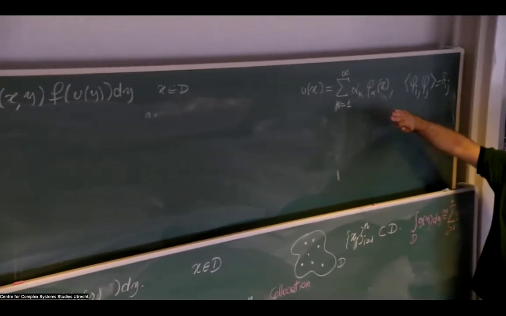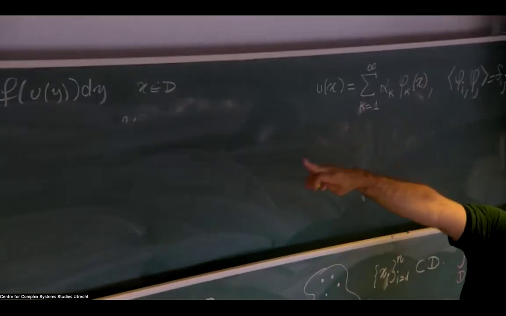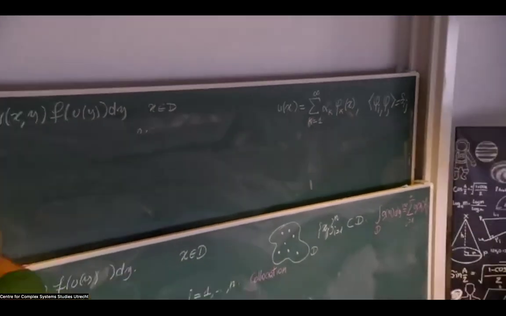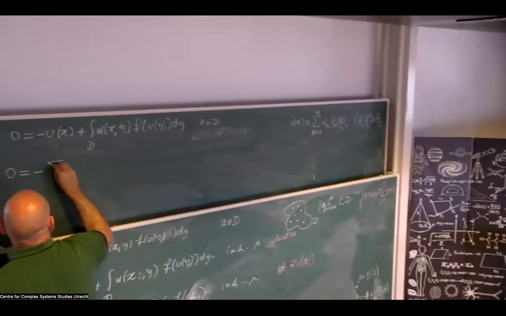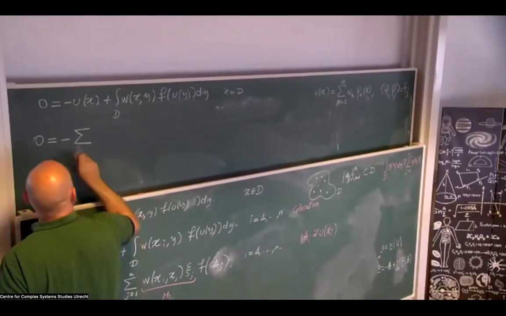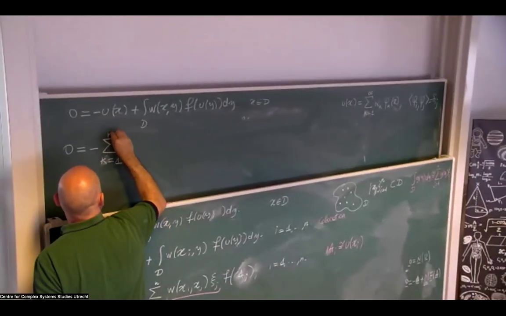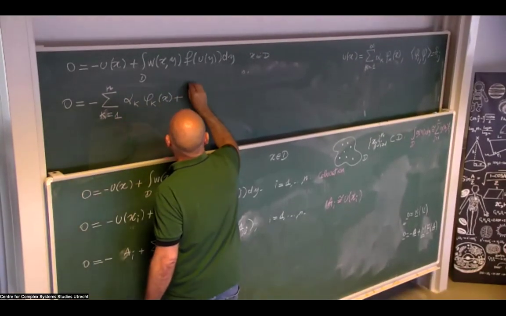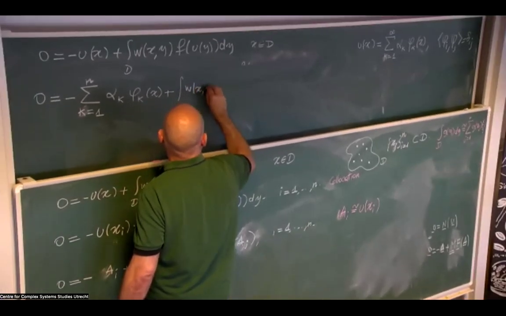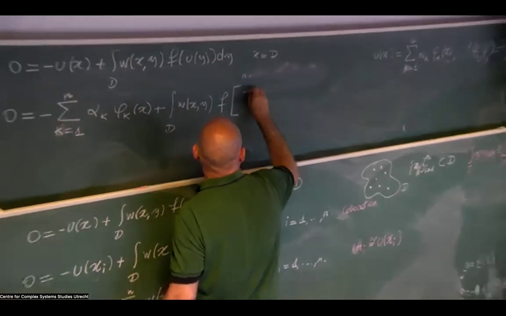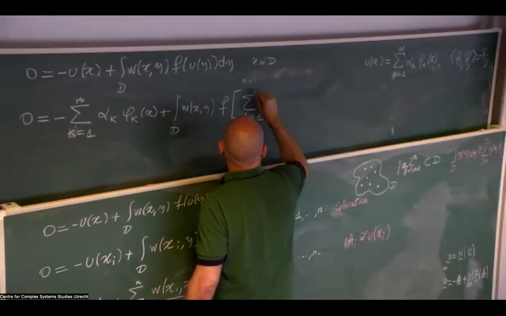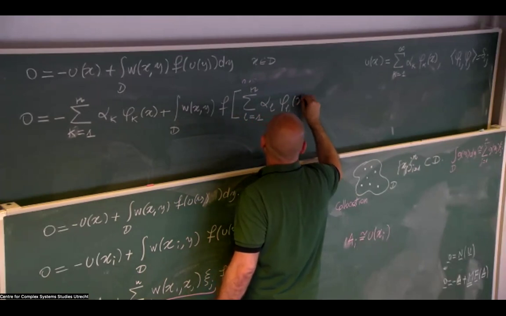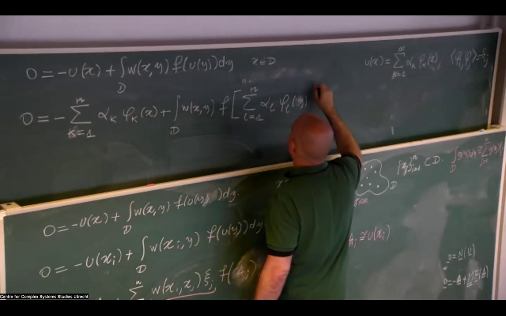And then what I can do is just plug this into that equation and stop at the first n modes, instead of taking all the sum. So what will I get now? I get the sum for k equals 1 to n of alpha k phi k of x plus integral over D of W(x,y). And now this is where this notation becomes really awful. You put the sum over L going 1 to n of alpha L phi L of y, in dy.